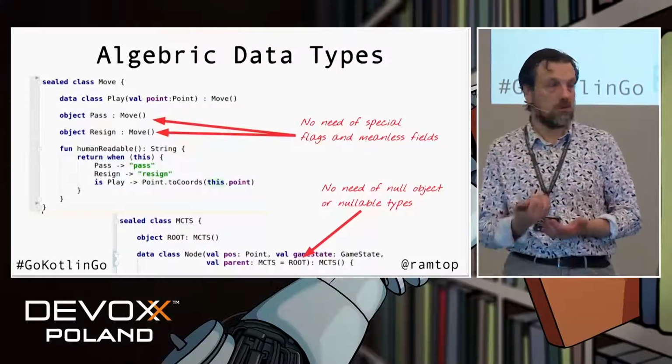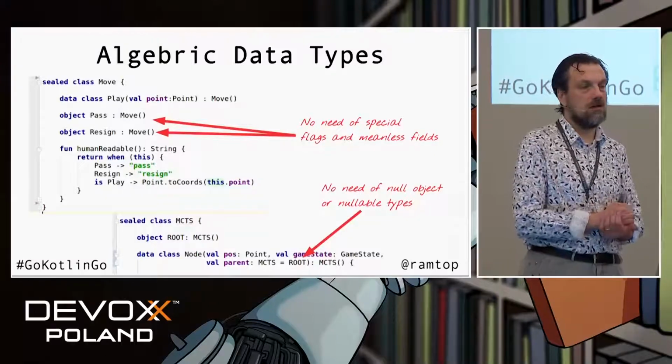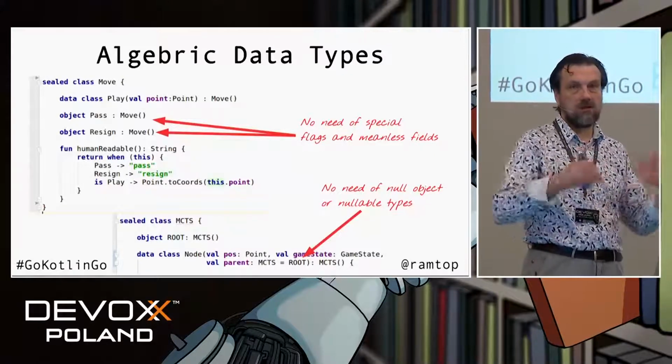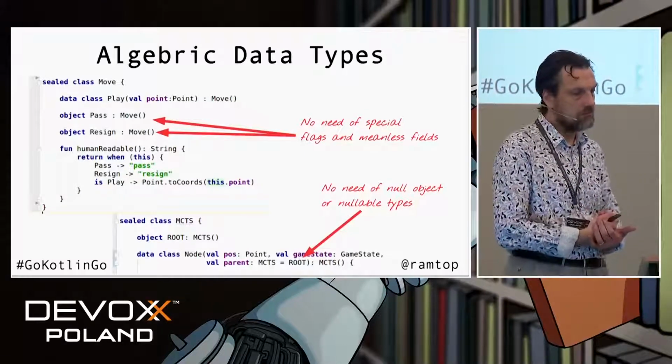So every time we have a move of subtype play, we are sure that there will be a valid position. And this really simplifies the code. There will be much less if.